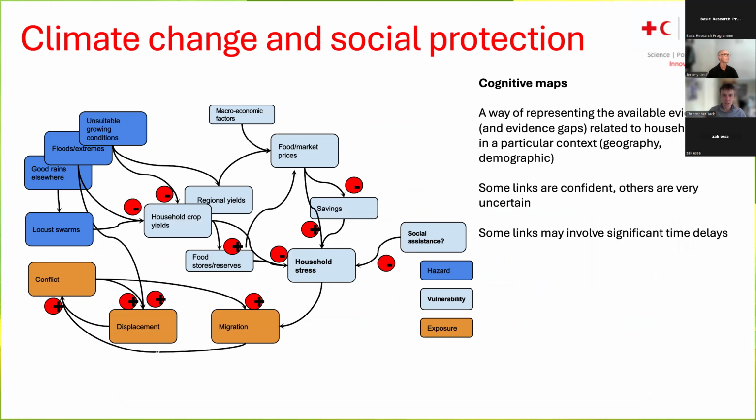So finally, we can build these kinds of cognitive maps, and I'm very happy to talk about the approach here, and I know there are some critics of these kinds of approaches, but trying to bring together the different evidence, how we're thinking about the way elements interact with each other. Some of these links are confident, some are very uncertain, and we have to acknowledge there's a lot of uncertainty in many of these, and we have to make some assumptions. But again, this is where the storyline approach begins to be useful.